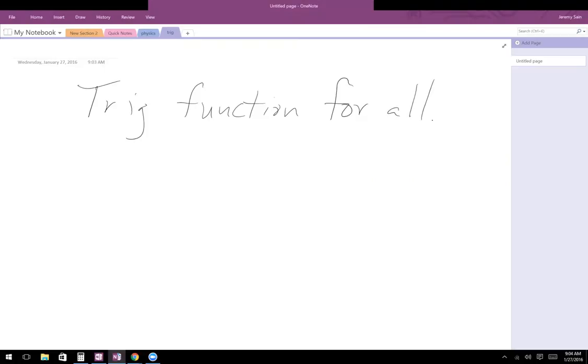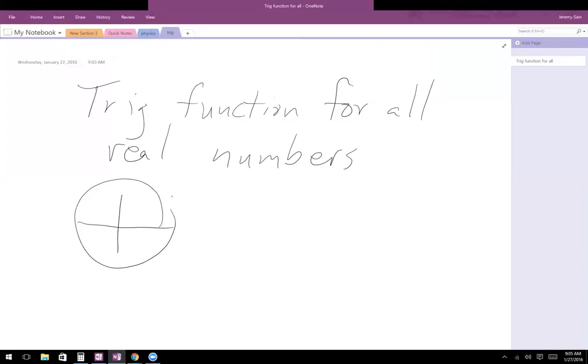For all real numbers, which we kind of already did a little bit in the first one. We started out with acute angles in right triangles and whatnot, but then we did talk a little bit about the unit circle. So that's the general definition. Here's the unit circle. I didn't draw my axes very big.